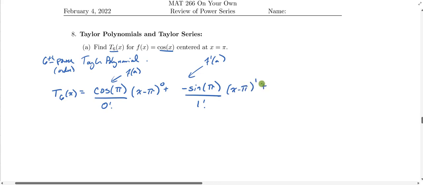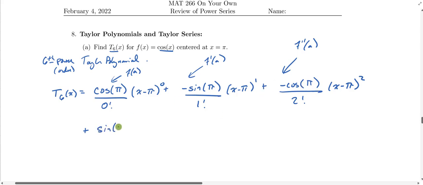Then we take the derivative of that term. So we want our f double prime of a, which we'll find by taking the derivative of the sine function, which will be minus the cosine function, also evaluated at pi, all over 2 factorial, times (x minus pi) to the 2nd power. If we do the third term, we get plus, when we take the derivative of this term, sine of pi, all over 3 factorial times (x minus pi) to the 3rd power, and I'll continue.